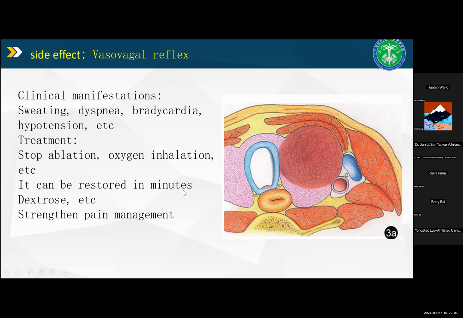There is also a vasovagal reflex, which is mainly manifested in sweating, difficulty breathing, bradycardia, hypertension, and so on. At this time, we need to stop ablation, give the patient oxygen therapy, and let the patient rest fully. After a few minutes, it can generally be relieved. One prevention measure, such as glucose infusion, is to strengthen pain management. One of its main principles is the stimulation of the vagus reflex here. And you can see the vagus nerves in here.